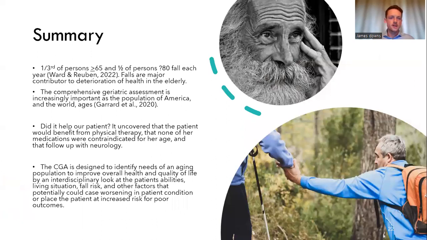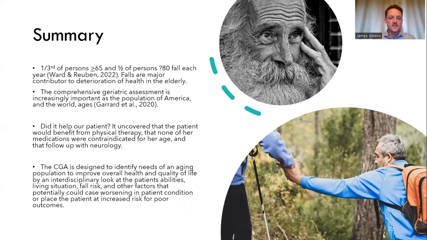So in summary, it's important for the comprehensive geriatric assessment to be done on patients who we believe to be at risk for functional and cognitive decline. One third of persons over 65 and half of persons over 80 fall each year. Falls are a major contributor to deterioration of health in the elderly. Once a fall happens, particularly when there's a bone break, I'm sure we all know the statistics on femur fracture and further deterioration, but that's something that we want to avoid in our elderly patients.